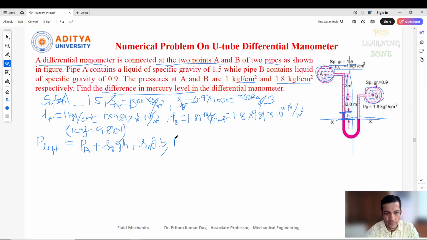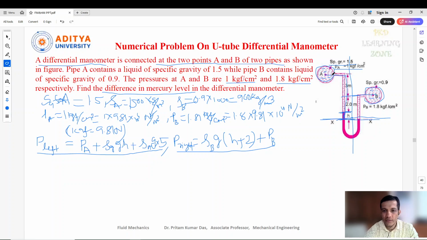Similarly, at the right side there is only a single liquid, with a height from h to 2 h plus 2. So we can write rho B g into h plus 2, because the height h is not given and we need to identify it, plus the pressure at pipe B. These are the things we identified from this diagram.